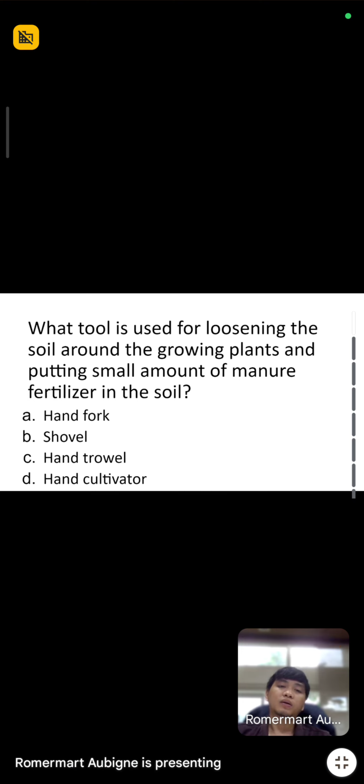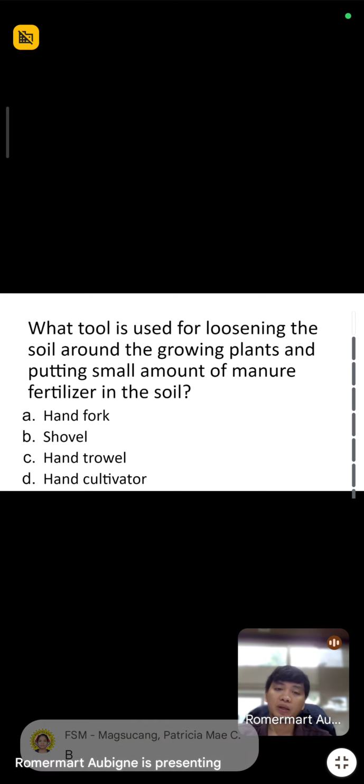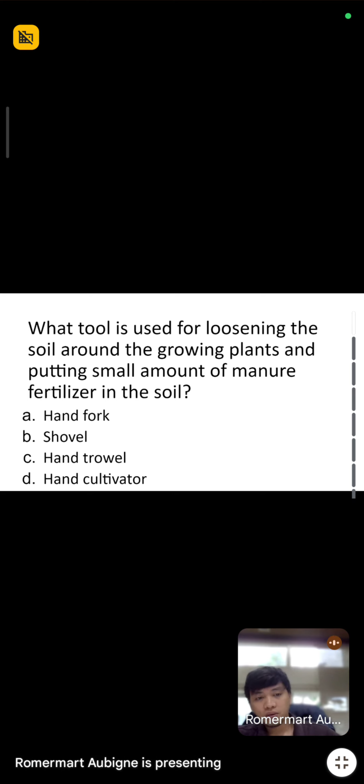Next, what tool is used for loosening the soil around the growing plants and putting small amount of manure fertilizer in the soil? We have A. Hand fork, B. Shovel, C. Hand trowel, or D. Hand cultivator.